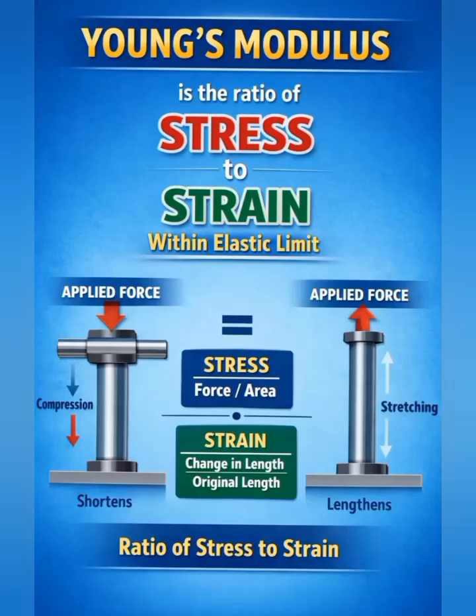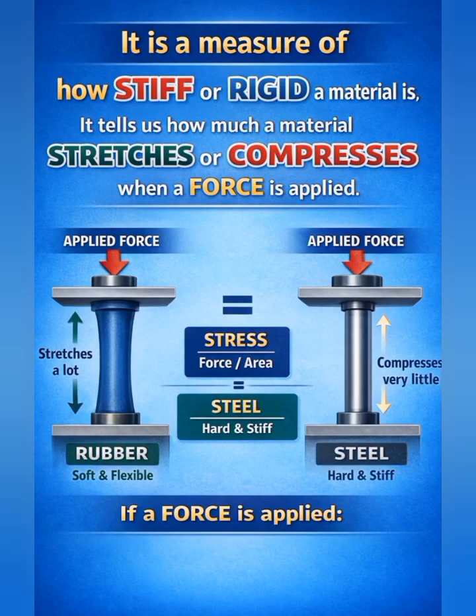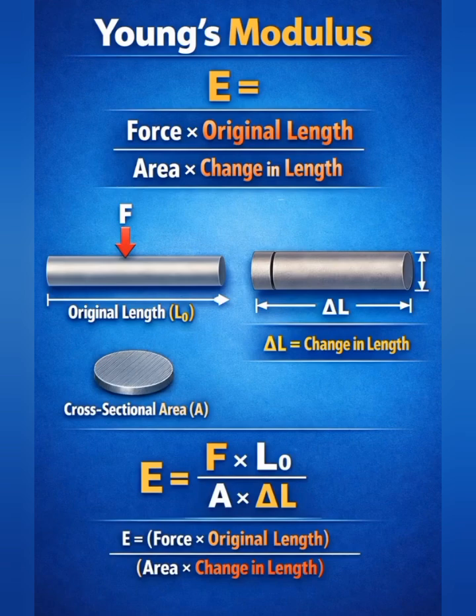Young's modulus. Young's modulus is the ratio of stress to strain within elastic limit. It is a measure of how stiff or rigid a material is. It tells us how much a material stretches or compresses when a force is applied. Young's modulus is equal to force times original length divided by area times change in length of a material.